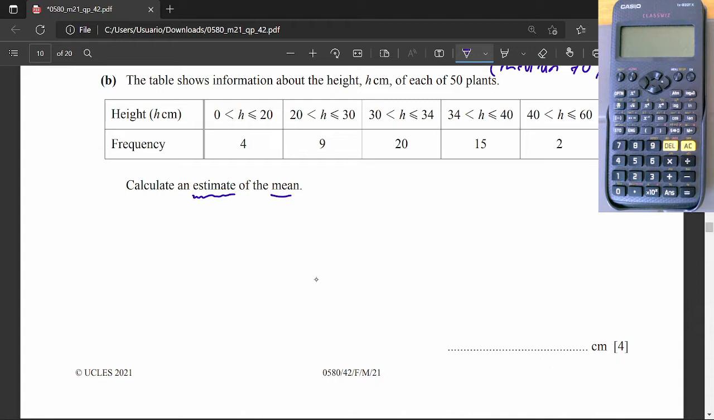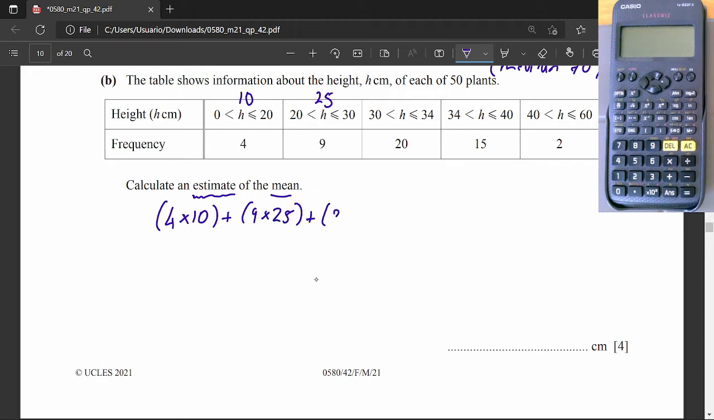So these 4 plants, we can have an estimate. On average, we'd say they would be around 10 centimeters high. So we take the midpoint. If I've got 4 plants that are on average 10 centimeters high, we add their heights together, that will be 40, or 4 times 10. And we continue this pattern. We have to add the height of these 9 plants. We take the midpoint of the group. So on average, these 9 plants were 25 centimeters high. So that will be 9 times 25.